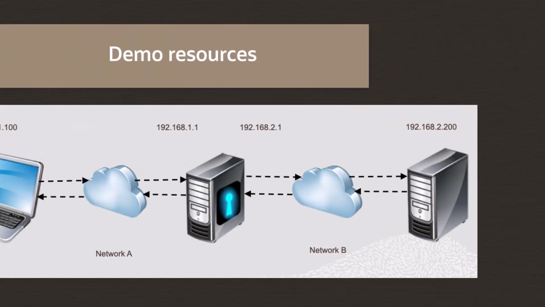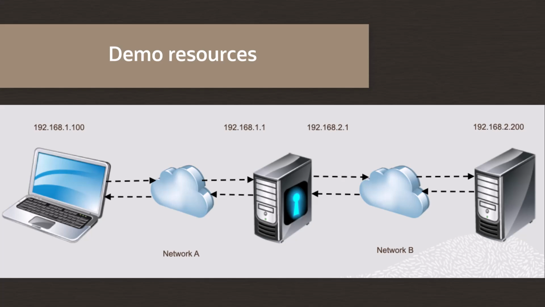For this demo, we will be using a simple 3-node network. We have the client node on an address of 192.168.1.100. The jump host node with dual NICs on addresses 192.168.1.1 and 192.168.2.1, and an internal server node on address 192.168.2.200. The jump host sits between the two networks and acts as the default gateway for each network.